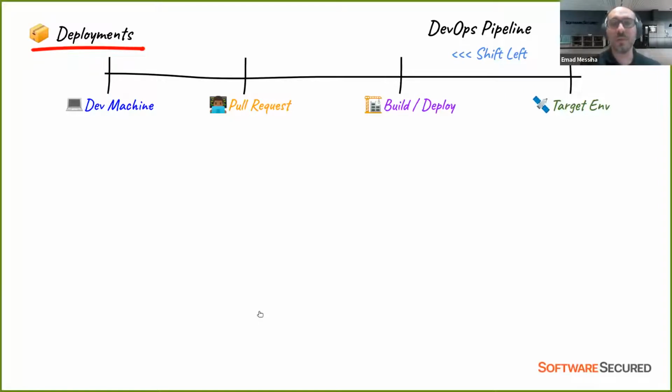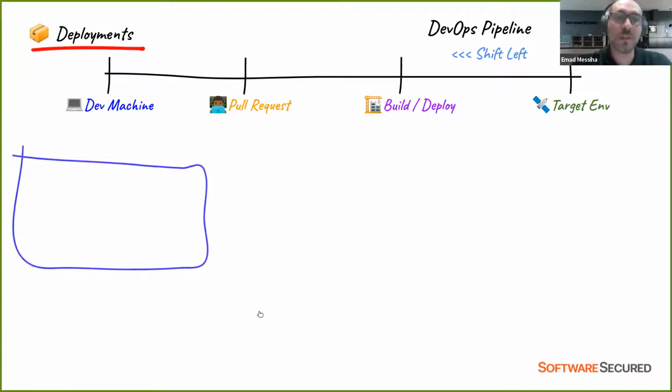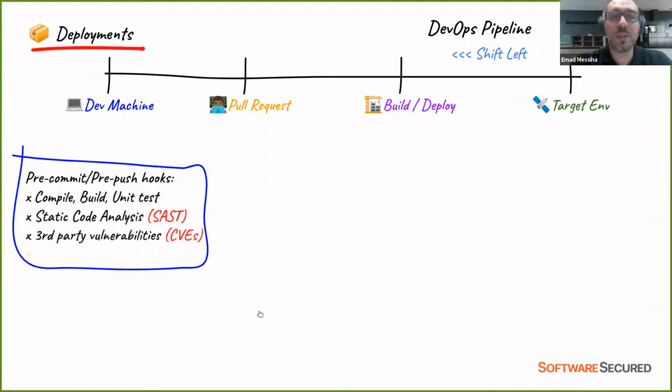Just for simplicity's sake, I drew a quick timeline of the different stages of the development lifecycle. We'll talk a little bit about each stage and what we can do to ensure our security in every step. So first thing is the development machine. As Sharon has mentioned before, we could use pre-commit or pre-push hooks.